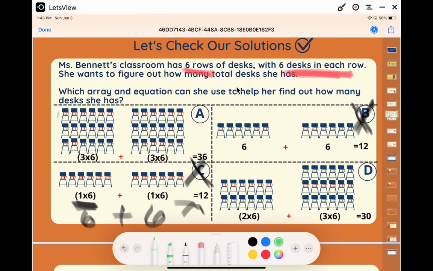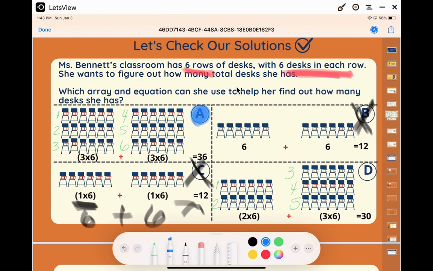So 1 row, 2 rows, 3 rows, 4 rows, 5 rows, 6 rows. Okay, so that meets the first part of my question. Well, let's look at D. D, if I add my rows together, I've got 1, 2, 3, 4, 5 total rows. So that tells me that the correct answer for this problem is A.